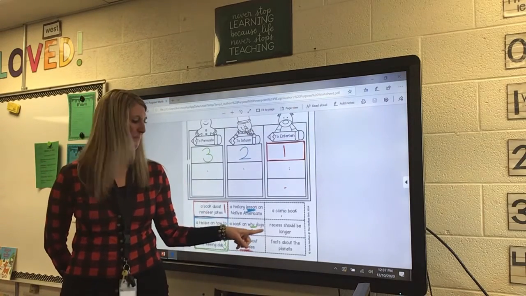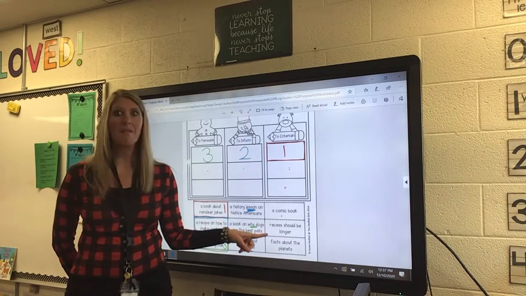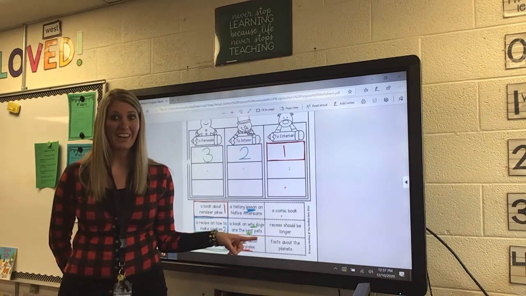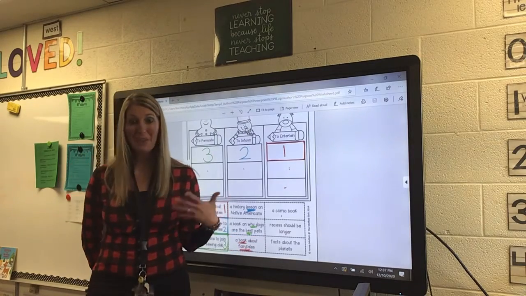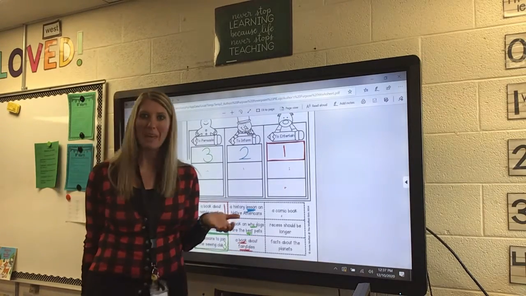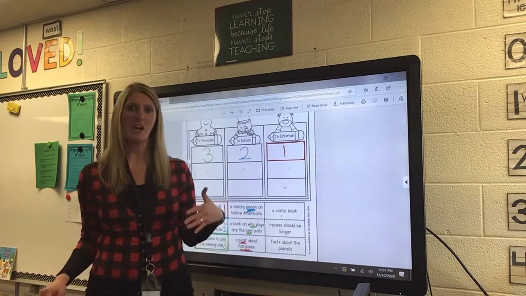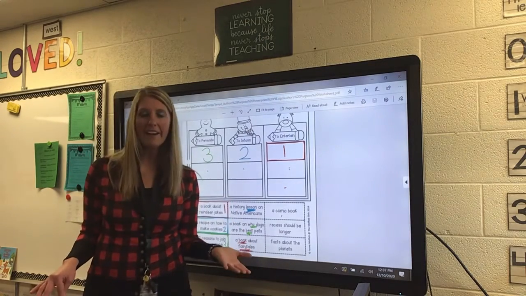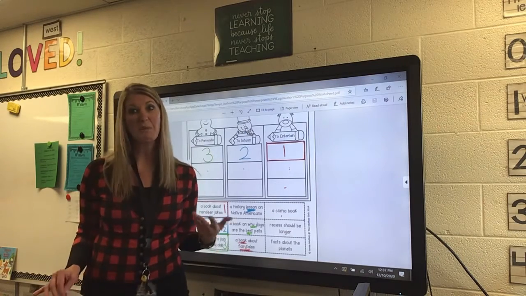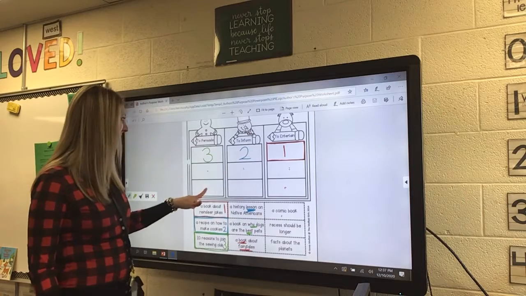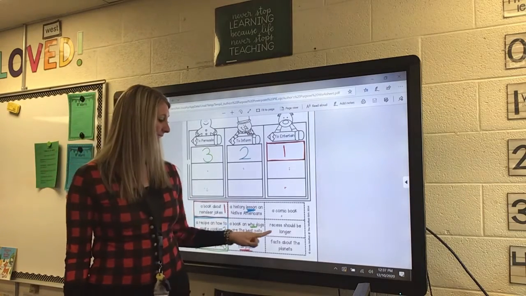Now, this one's a good one. Recess should be longer. If you think recess should be longer, you would try to persuade someone that it should be longer. Like you might go to Mr. Topinka or Mr. Storbeck and say, hey, don't you think recess should be longer? We get so much exercise, we get fresh air. You're trying to persuade them to change their mind. So that one is probably going to be a persuade.